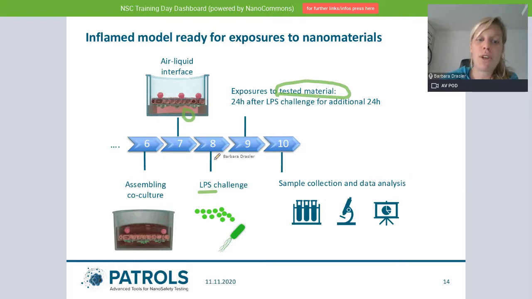I would personally recommend that LPS here throughout the period would stay in the system because this would more realistically mimic the conditions that we have in the lungs. So once we have a systemic inflammation, if we don't get the treatment, most likely it will not fade very fast or go away very fast.